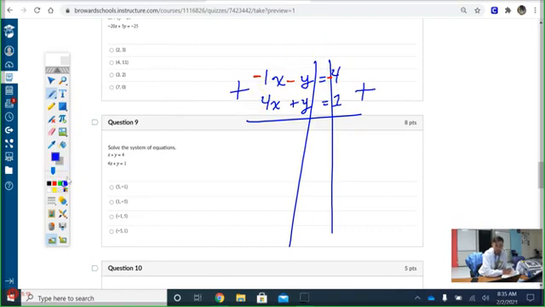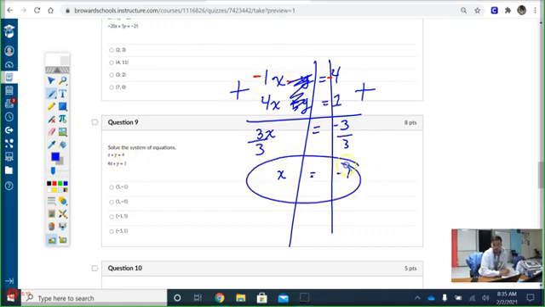Now, if I add these up, negative 1x plus 4x, if you use a calculator, you're going to get 3x. Negative y plus y, two opposites of each other, it eliminates. And negative 4 plus 1 is a negative 3. Divide by 3, divide by 3, x equals -1. You found the first part, like you've been doing the entire day today.